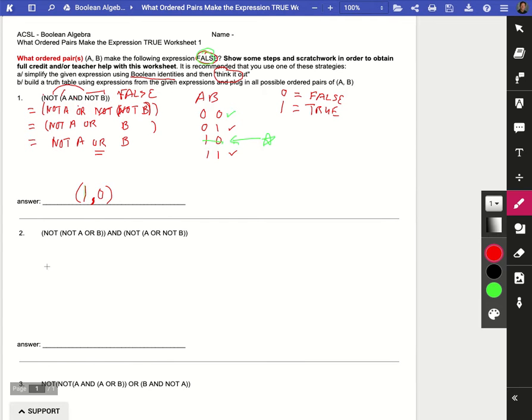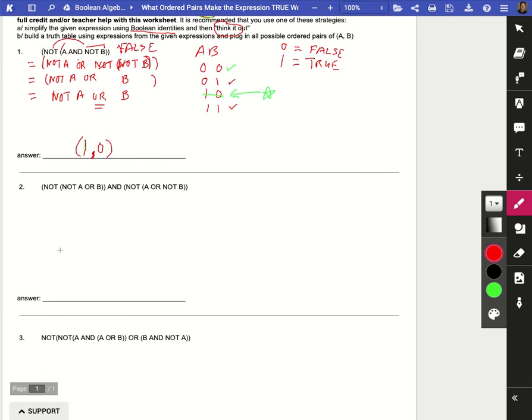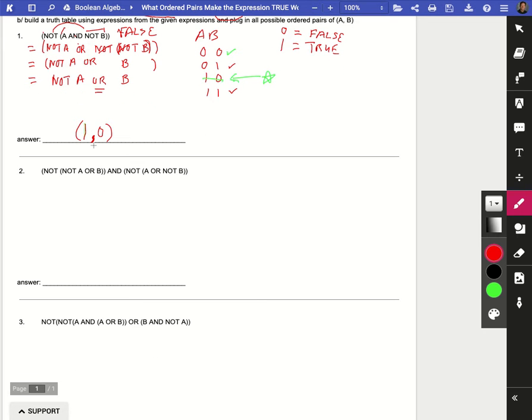Exercise 2, I'm going to simplify this as far as I can using Boolean identities.